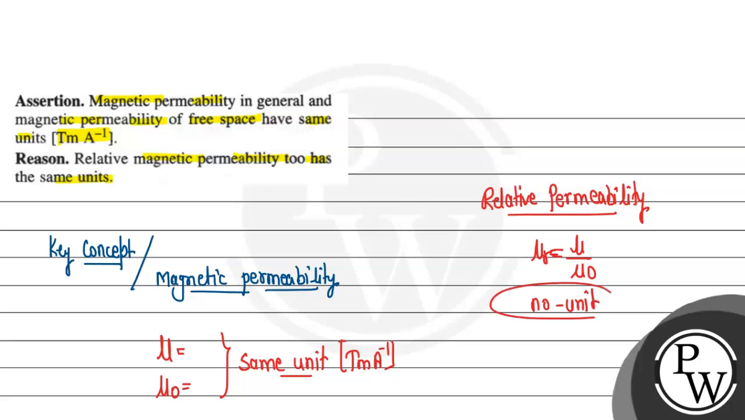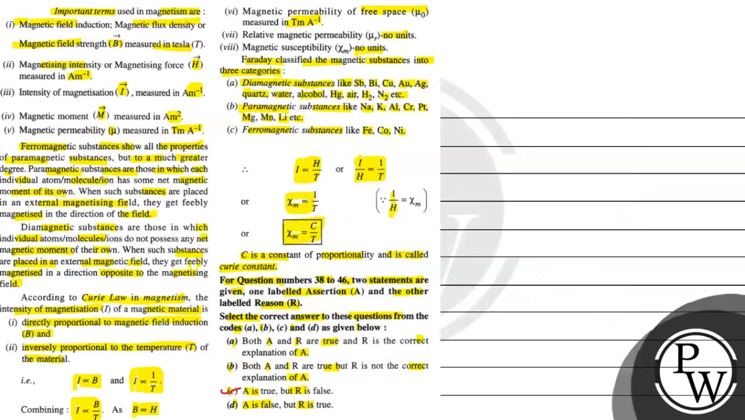So according to this concept, the assertion is true, but our reason is false. So if I go back to the options, the codes here, code C is the perfect answer for this question. The assertion is true, but the reason is false.